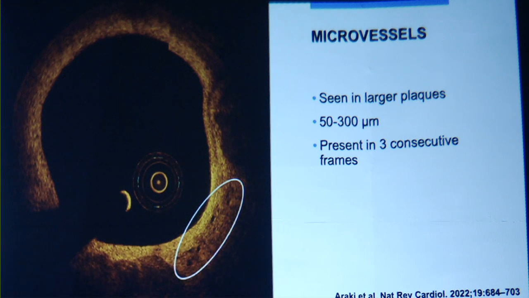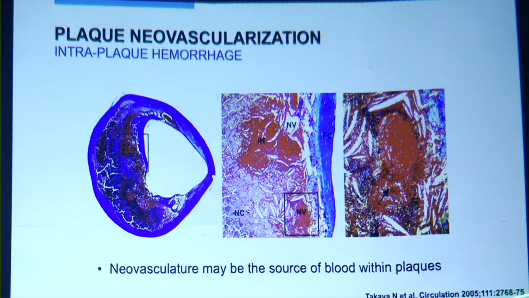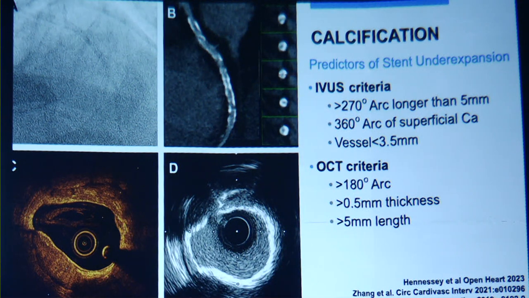Again, it takes an expert to really see them. It's not something that we would routinely identify, but if you start looking for them, you will see them. And the reason they're important is because they cause these intraplaque hemorrhages, and it's one of the mechanisms for ACS and for plaque progression. So these are not incidental findings, but they are directly relevant to plaque progression.